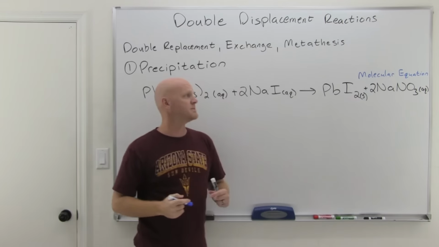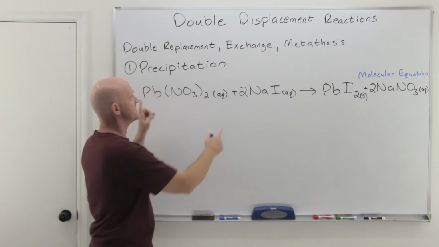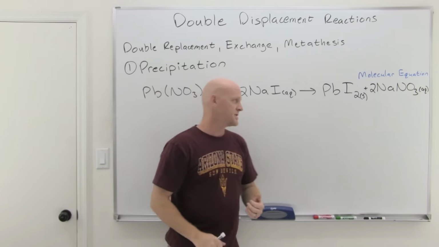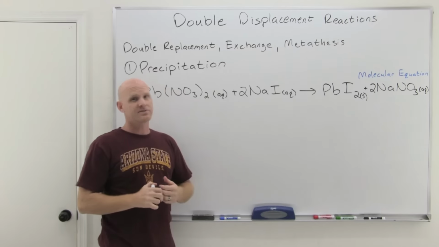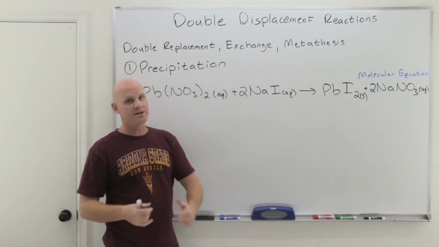So from this molecular equation is where we can see that we get this name double displacement or double replacement, where the cations and anions are just trading partners. But it turns out it's a little more complex than that, and we'll see that when we go to the ionic and then the net ionic equation to see what's really going on.